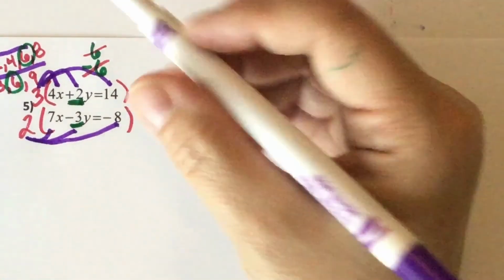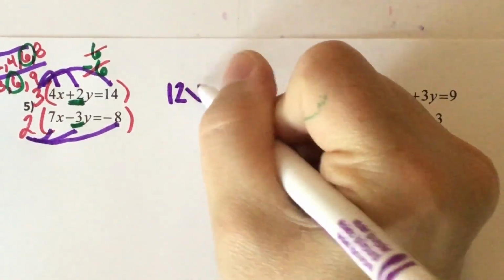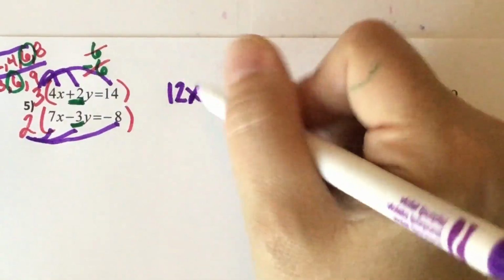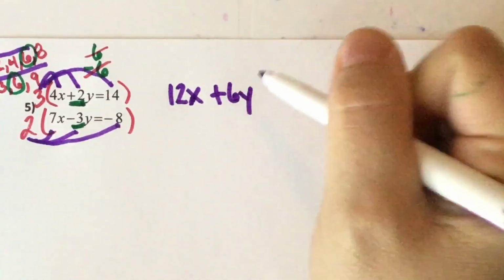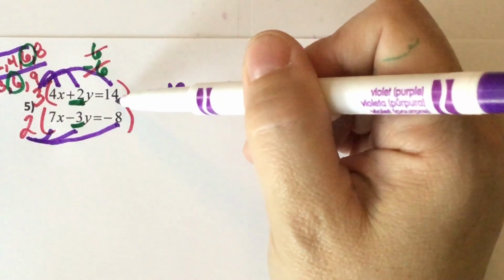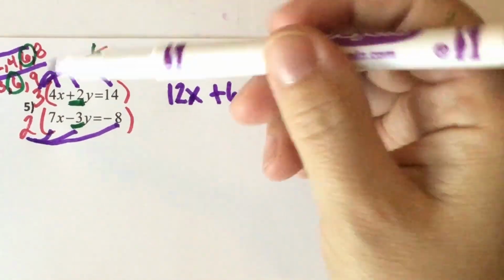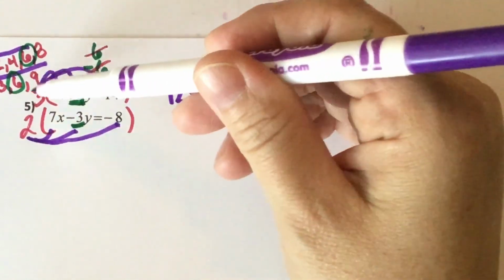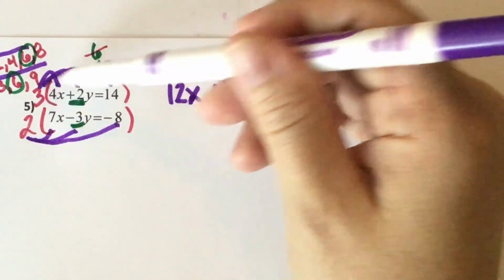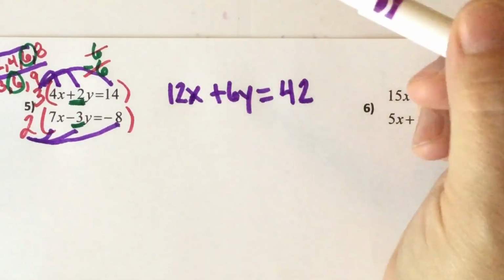So let's do it to it. 3 times 4x makes 12x. 3 times 2y makes 6y. And 3 times 14 makes 42. And a lot of times students will forget to multiply their number with the guy behind the right side of the equals. So be very careful. Remember to multiply all 3 things.